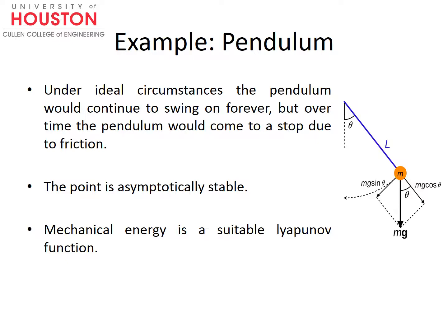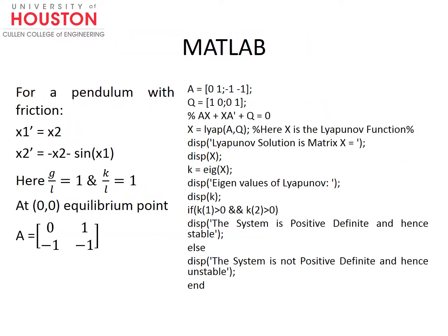The equation of motion comes from the Newton laws, but they are non-linear in this case. Since energy is constantly dissipated by the system, mechanical energy serves as a suitable Lyapunov function. The equations for a pendulum with friction are x1 dot equal to x2 and x2 dot equal to minus x2 minus sine x1. Here g by L and k by L are considered to be equal to 1, where g is the gravitational acceleration, k frictional constant and L the length of the pendulum.